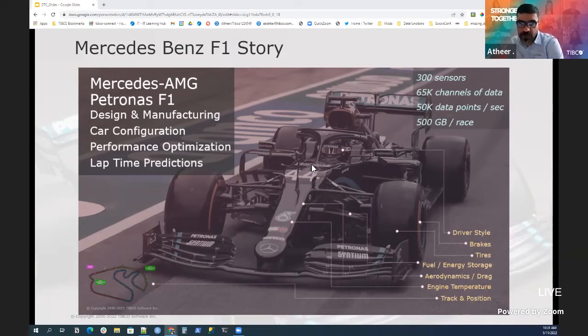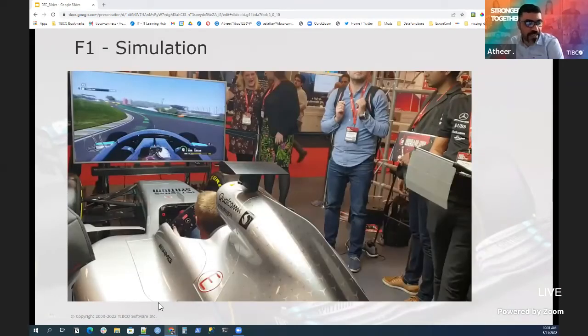There are also test scenarios. So there is a pre-race setup where they run and test different parameters, and then there is the final setup that they use before the real race. This is an example of using digital twin to predict the lap time.